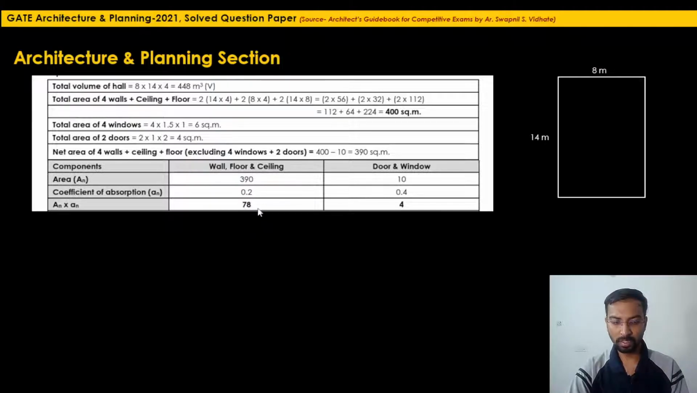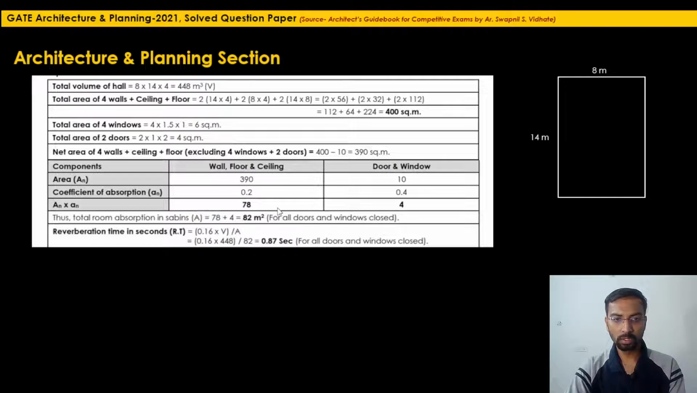You will get the total absorption in sabins. So A into alpha: 390 into 0.2 will be 78, and 10 into 0.4 will be 4. So we will just add both, 78 plus 4, that will be the total room absorption in sabins. So A, the capital A, will be 78 plus 4, 82 meter square. Now in this particular value, all the doors and windows are closed.